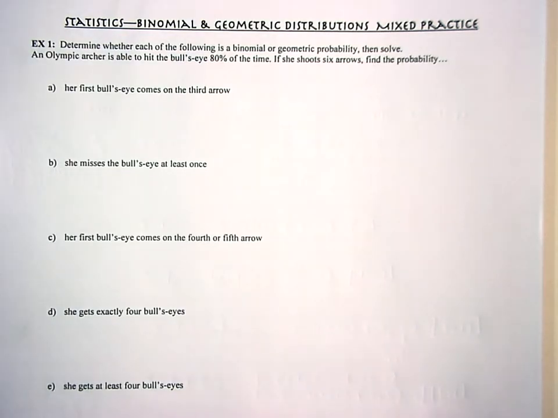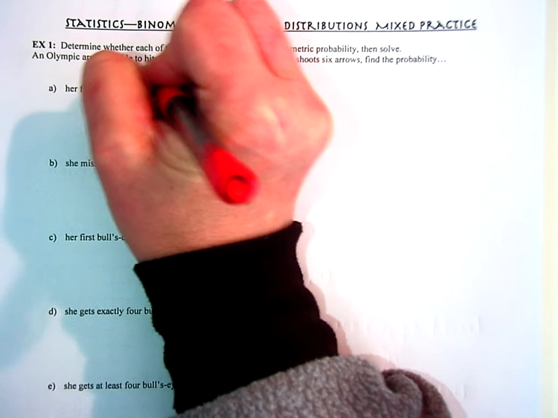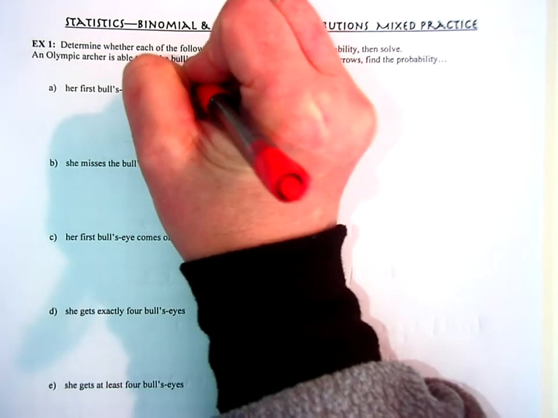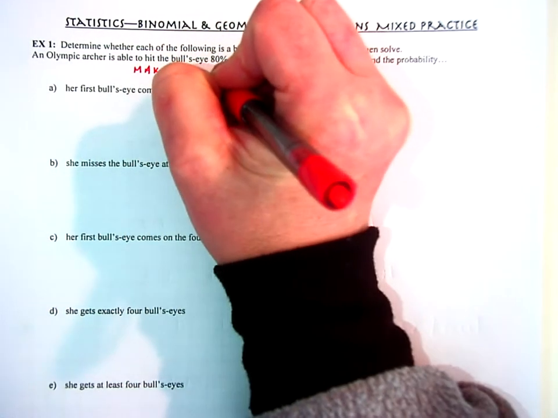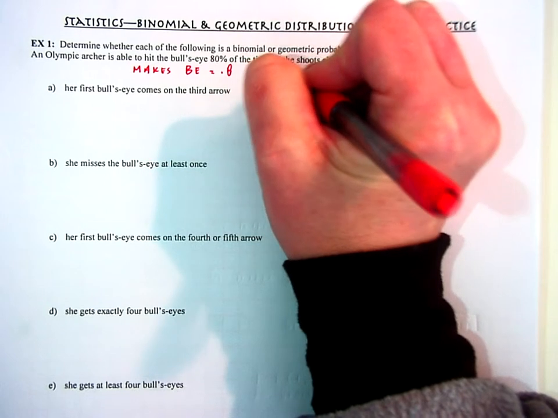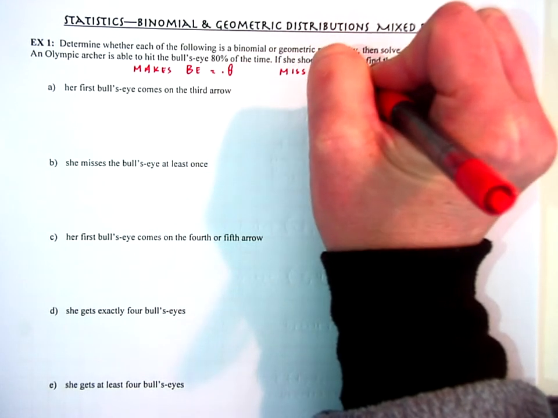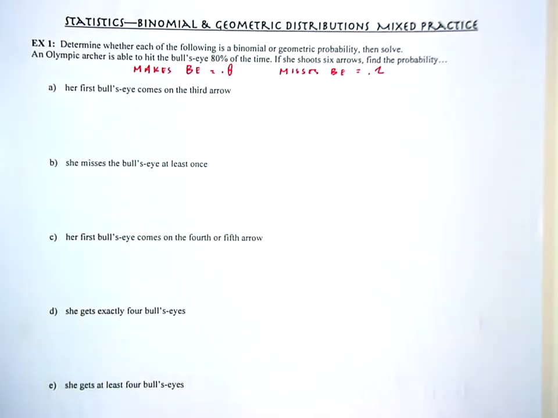So first I'm just going to flesh out what the two options are. She could either make that bullseye, which would be 0.8, 80% of the time, or, of course, she can miss. So misses the bullseye would be that 20% complement, so 0.2. So she either makes it or she misses it, 0.8 or 0.2. So first up, her first bullseye comes on the third arrow.